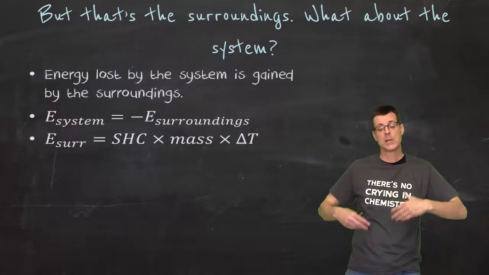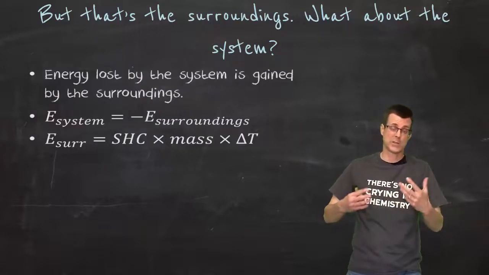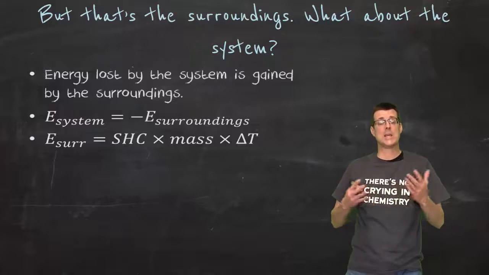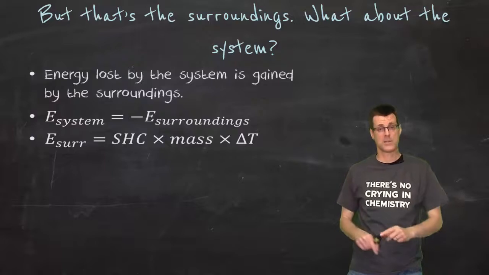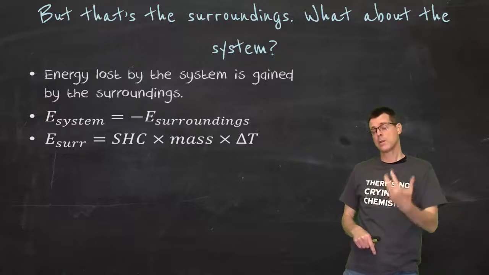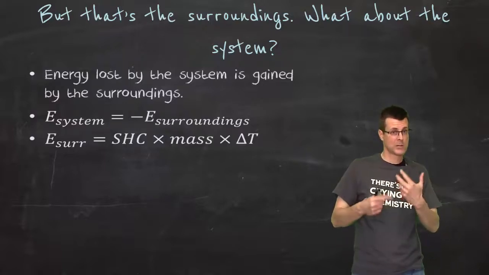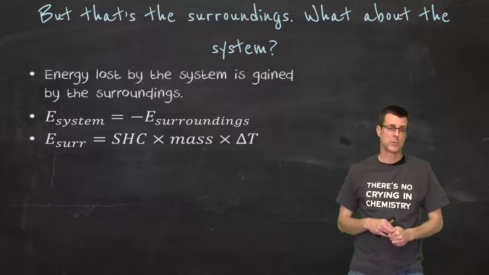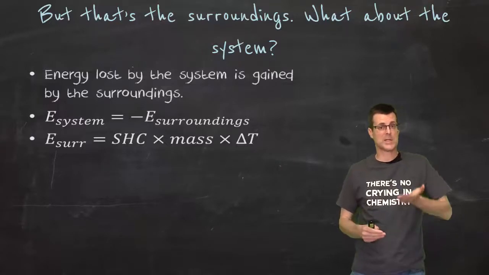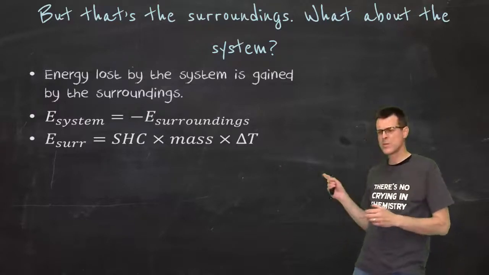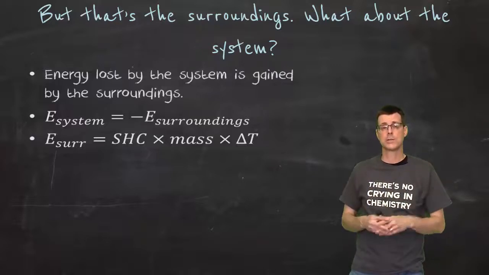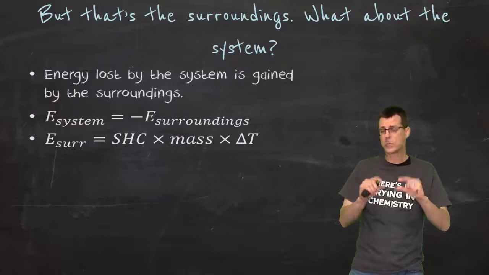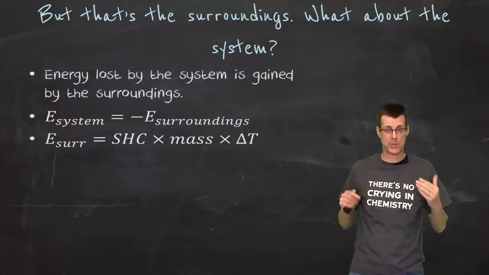So in other words, if the surroundings gains 100 joules of energy, that means the system lost 100 joules of energy. On the other hand, if the surroundings loses 100 joules of energy, that means the system gained it. So this middle line here about the energy of the system being equal to the negative energy of the surroundings, that idea is going to be extremely important as we're doing calorimetry.